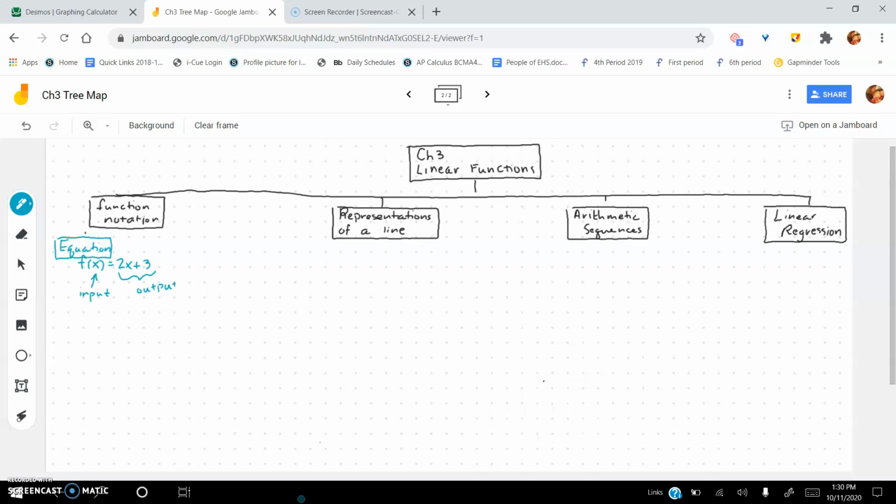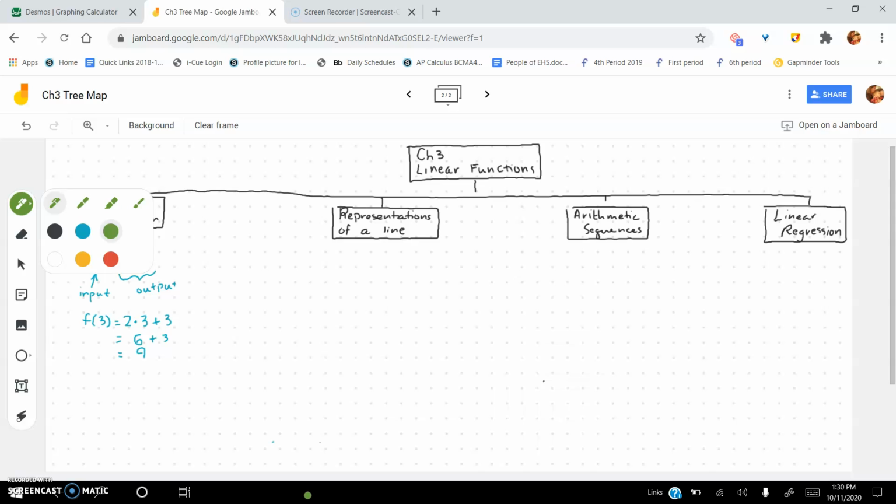For example, if I wanted to know f of 3, that means my input is 3, and my output would be 2 times 3 plus 3, and I'm going to pay attention to order of operations, so I'll multiply first. 6 plus 3, so my output would be 9. So that's an equation that's a linear function.